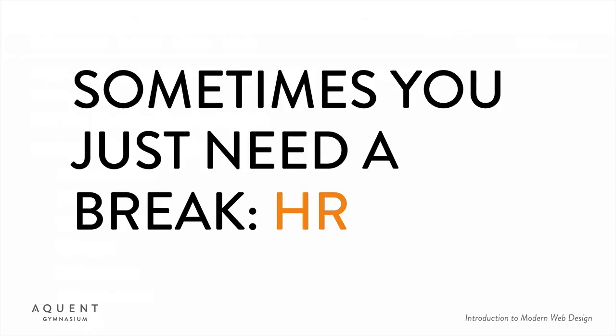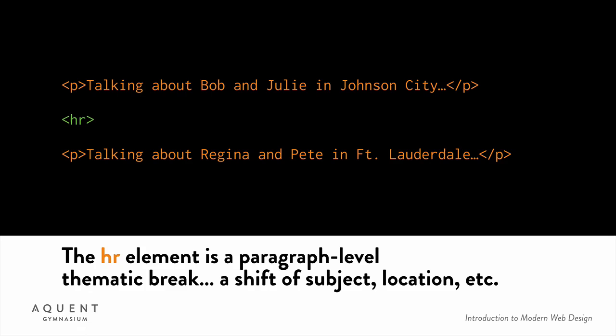Now there are instances where you may not need a heading when you're switching from one bit of content to another. And this is where the HR element comes in. Traditionally, the HR had been for a horizontal rule, but it's been recast in HTML5 as a paragraph-level thematic break. Now what that means is that you're shifting the subject or the location, such as talking about Bob and Julie in Johnson City and then switching to talking about Regina and Pete in Fort Lauderdale. It may not make sense to have a separate heading here, so an HR would be perfectly acceptable.